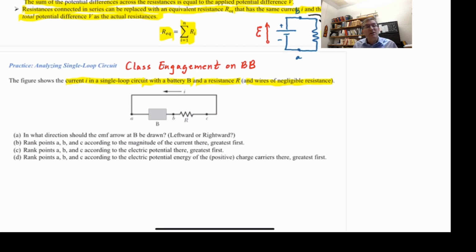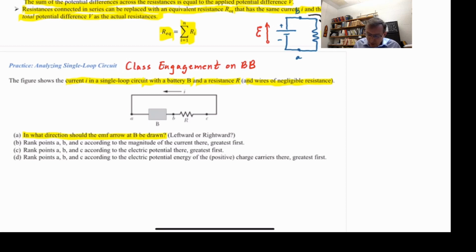And then we have a series of conceptual questions about this circuit. First question, in what direction should the EMF arrow for the battery B be drawn? The EMF arrow points in the direction in which you'd have a potential gain. So it all boils down to, does the EMF arrow point that way inside the battery, or does it point that way? That would be leftward, and the first way I drew it would be rightward. Which of the two is it? That's part A.